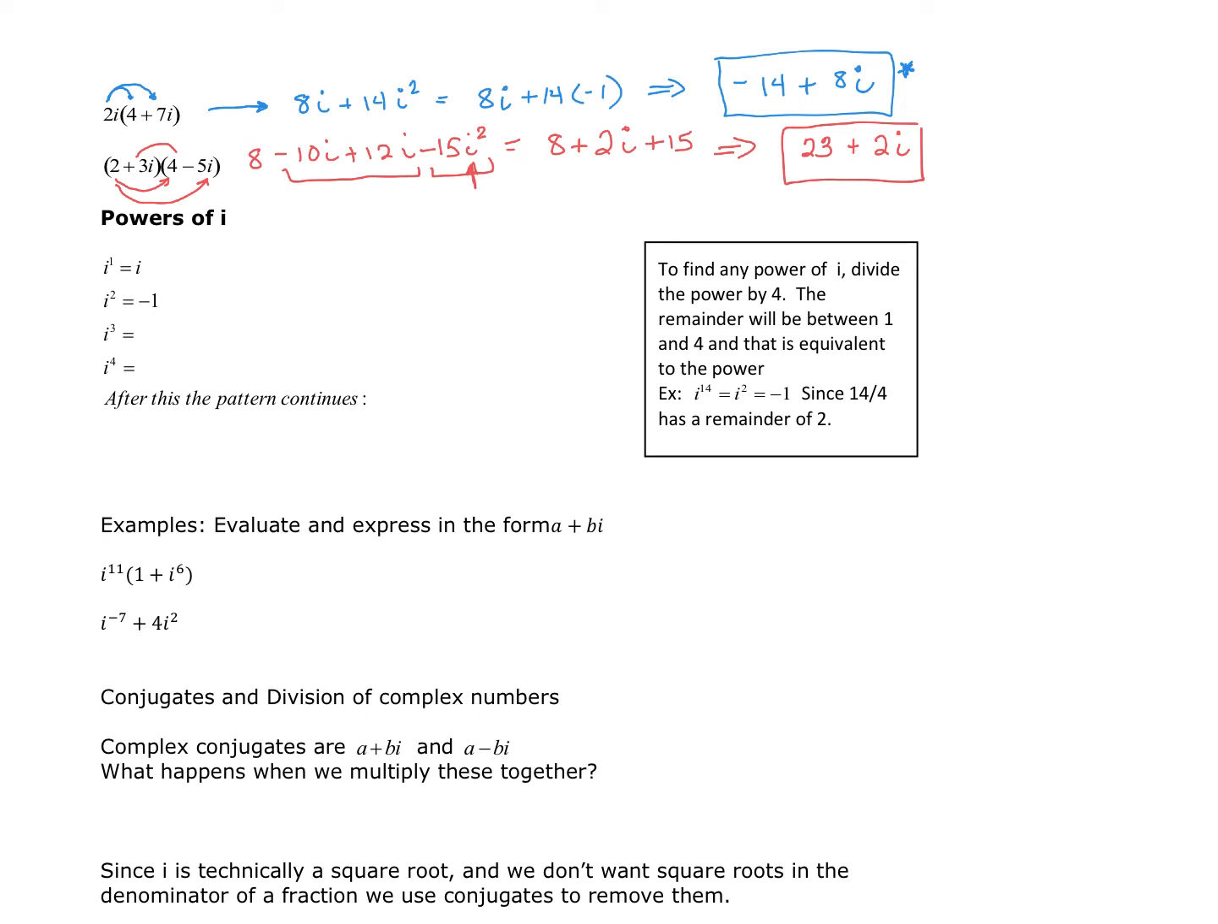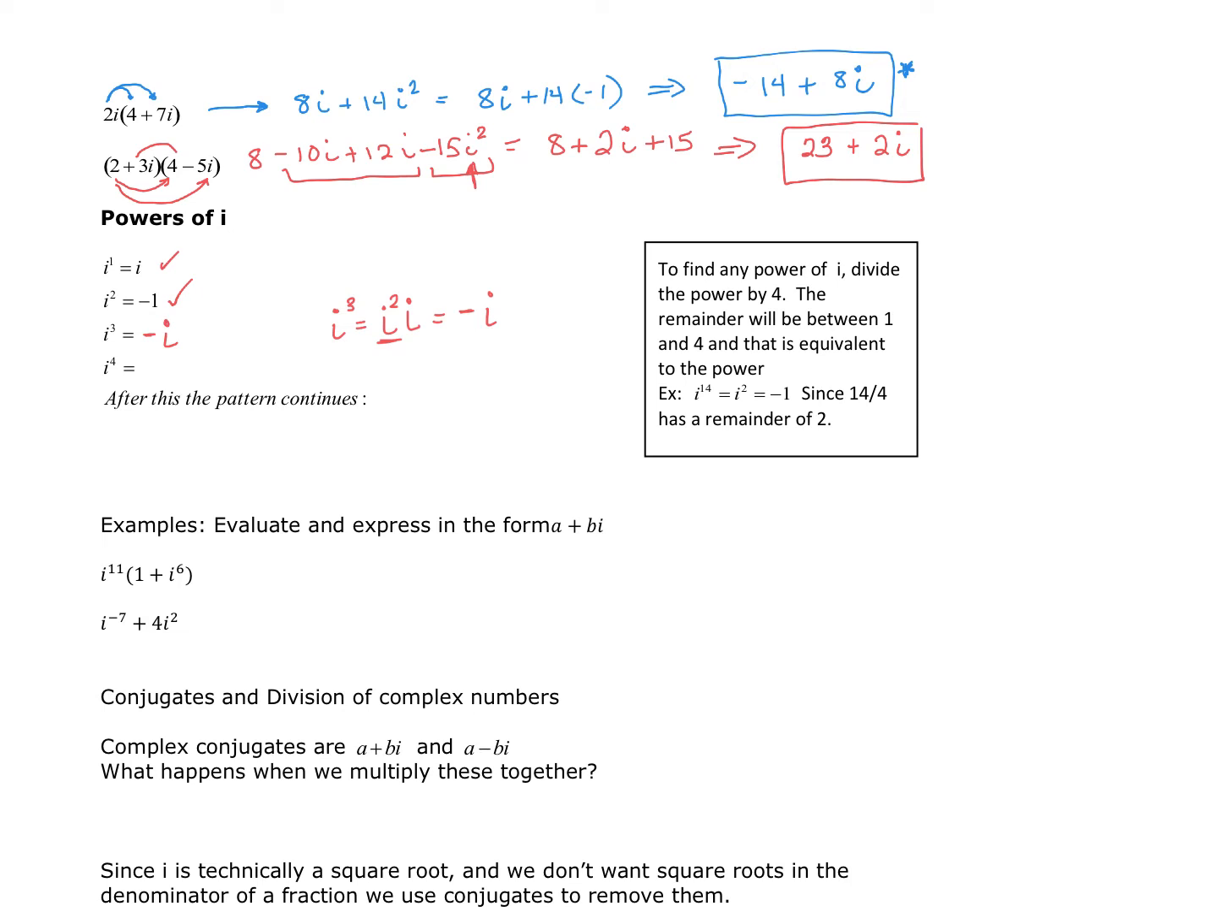Okay. So what you might notice is that when we look at a power of i, of course, i to the first is just i by definition. And by definition, i squared is negative 1. How do we think about i cubed and i to the fourth? Well, i cubed would be i squared times i. And this i squared is negative 1, so we get negative i.